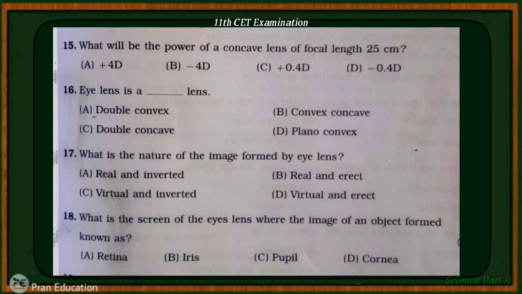17th. What is the nature of the image formed by eye's lens? Options: A. Real and inverted. B. Real and erect. C. Virtual and inverted. And D. Virtual and erect. The correct option is option A.